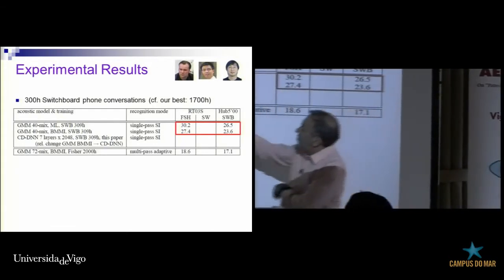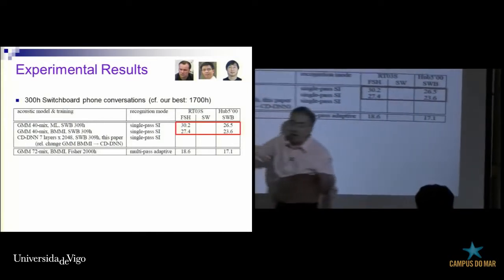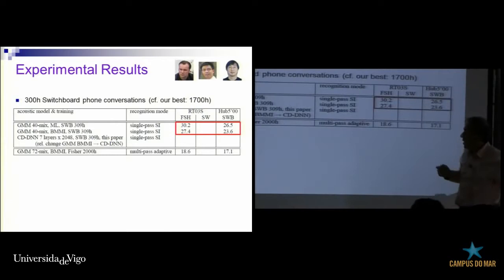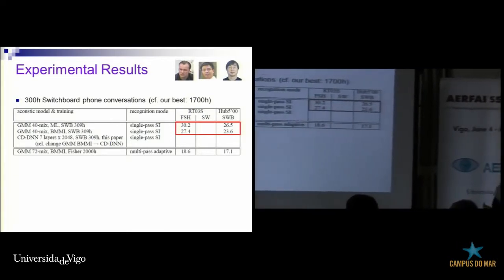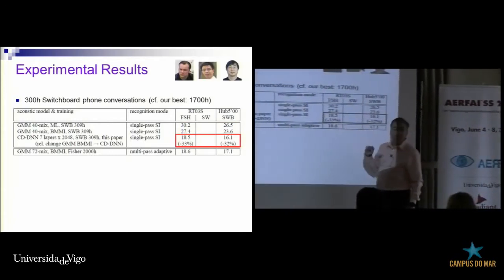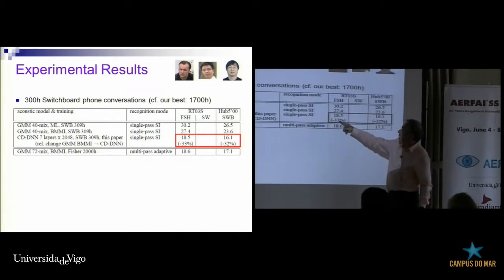So then we tried this system with 7 layers. So we call it deep. In this particular case, it had 7 layers. And so how well did it do? Drum roll. So it got 18.5%, which is a relative reduction of 33% over this number.